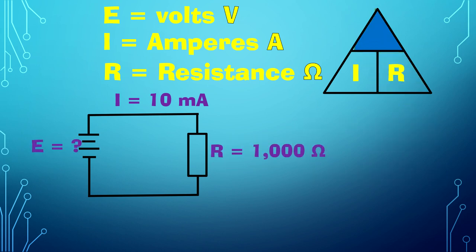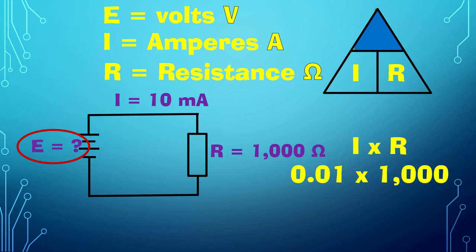All right, now in this one, we're looking for our volts. So I cover up the V. That's going to be I times R. Again, we've got milliamps, so we'll move that decimal place 3 places to the left to make that 0.01 times 1,000. And that comes out to 10 volts.